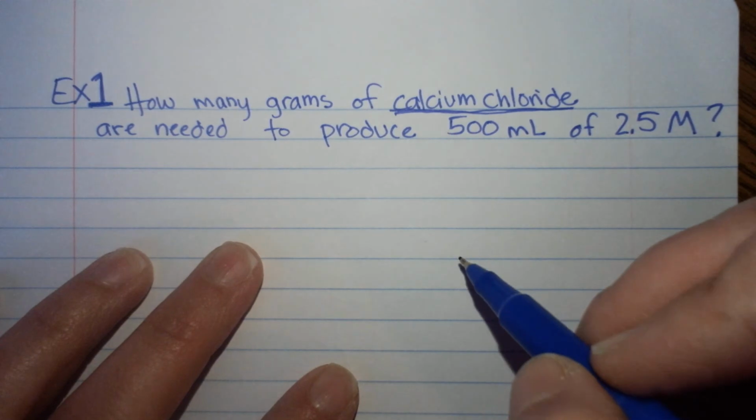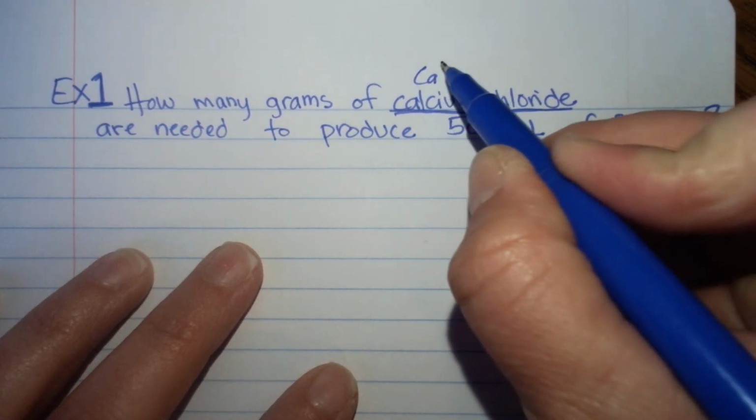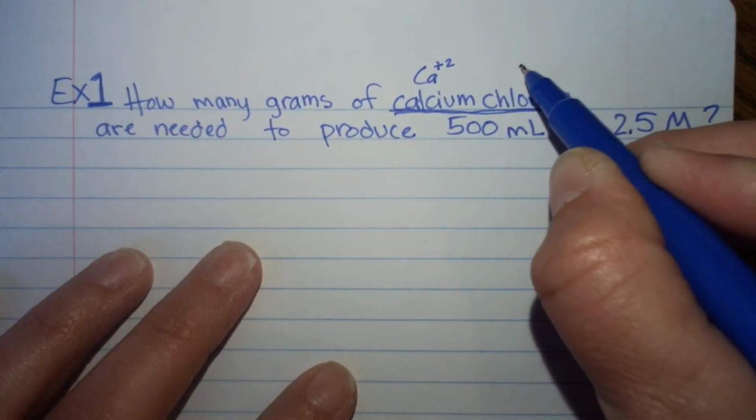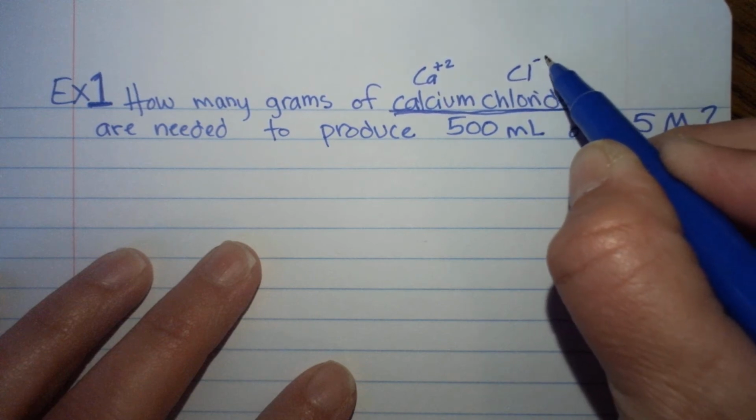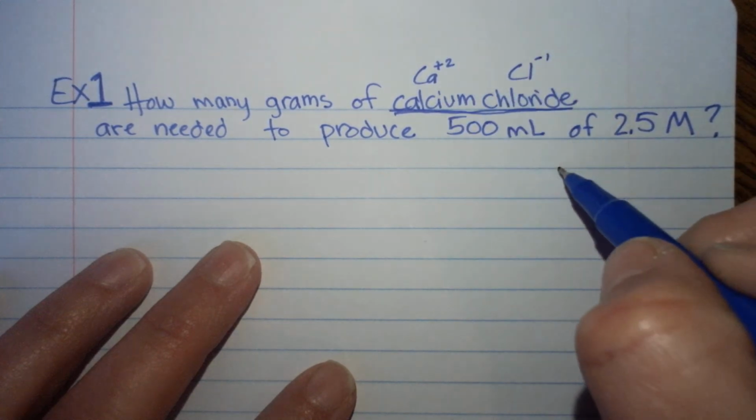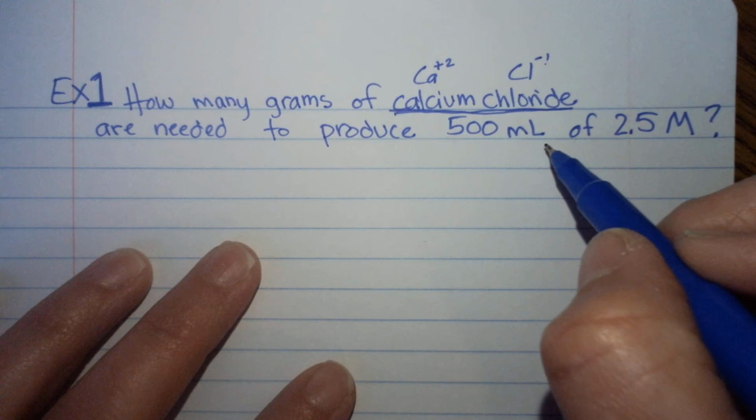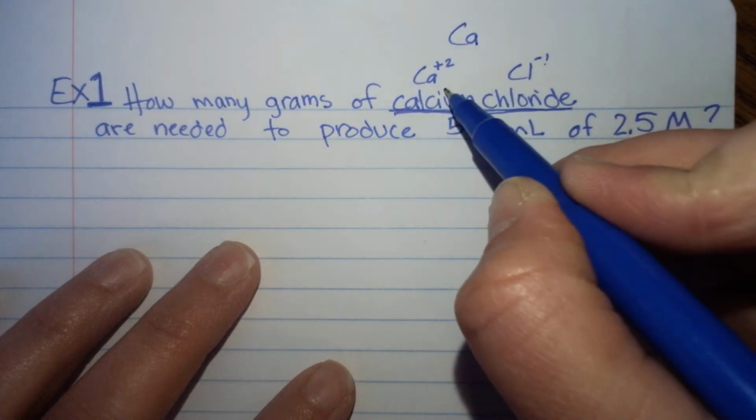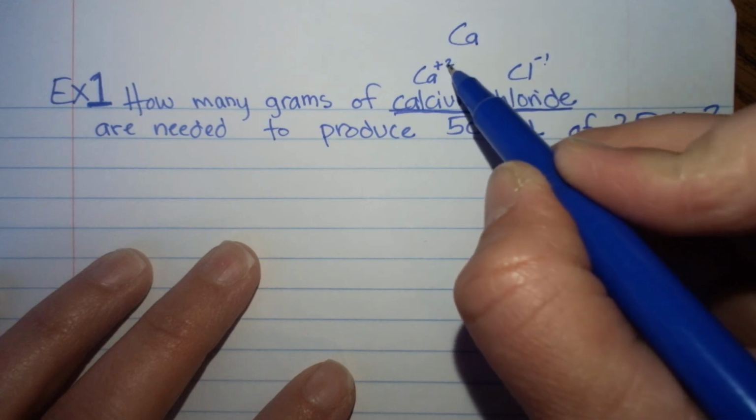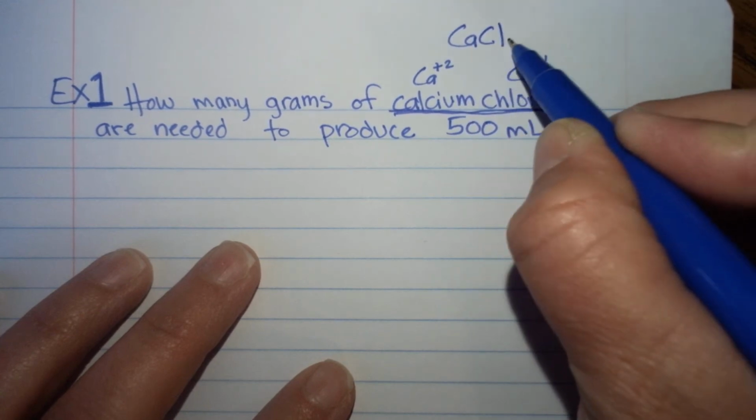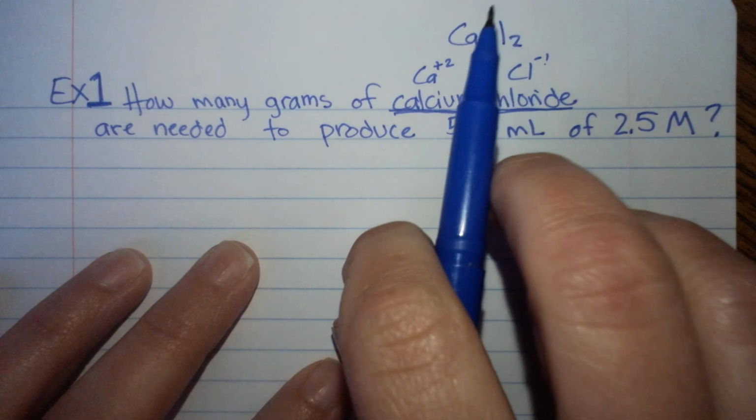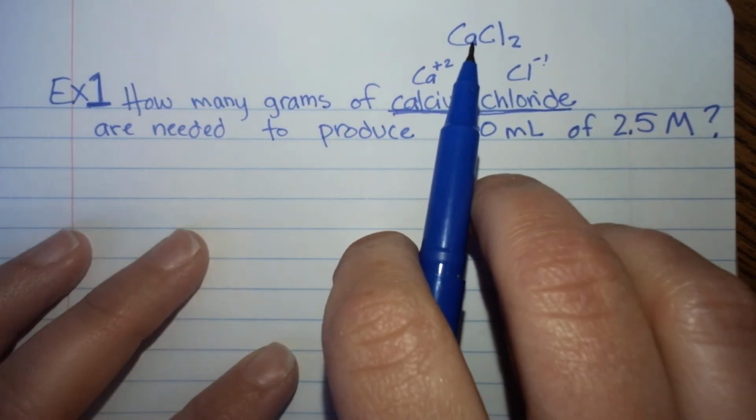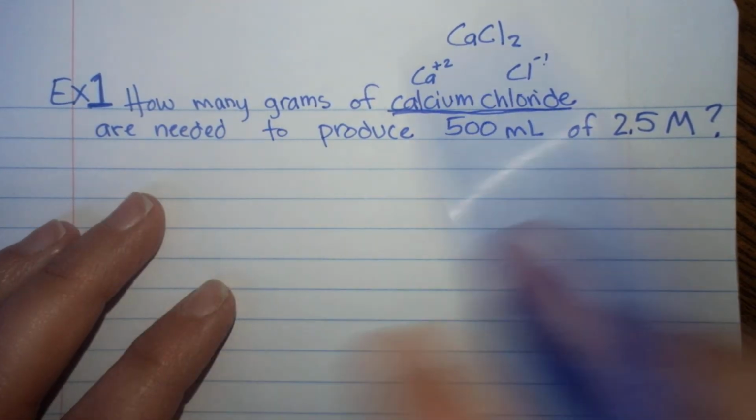So if I look at my periodic table, I know that calcium is going to be a +2, chlorine is a -1. So when I crisscross them, I'm going to get calcium with a 1 that I don't need to write, and then chlorine is going to have this 2 that I do need to write. So there's the formula of my stuff. I know that I need to end in grams.